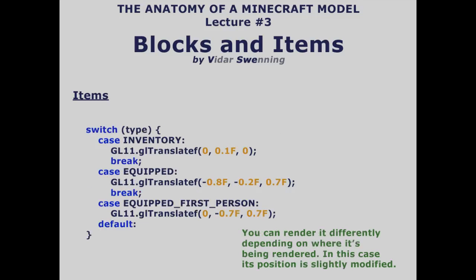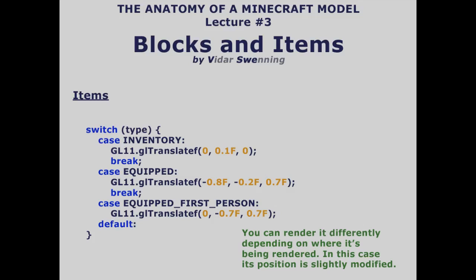Then we saw this part here where we actually got which type of rendering we did, if we rendered it in the inventory, as an equipped item in the first person view, or maybe even if it was dropped, or maybe even as a map in some cases.